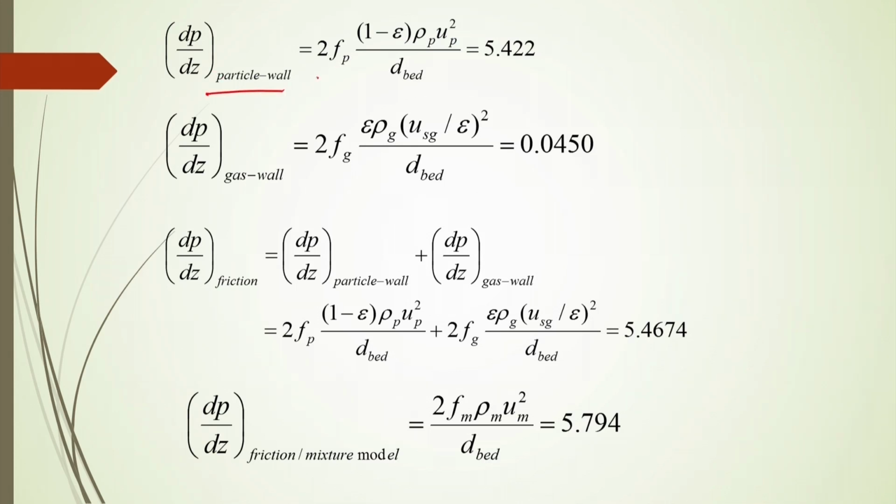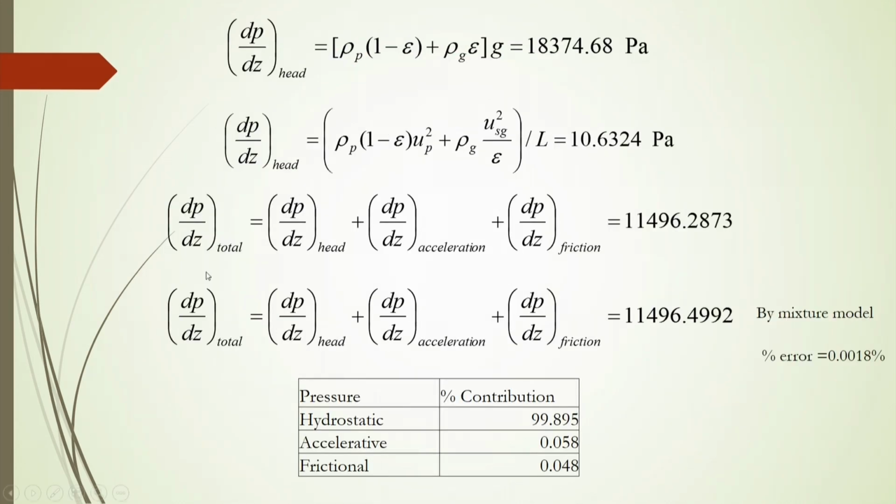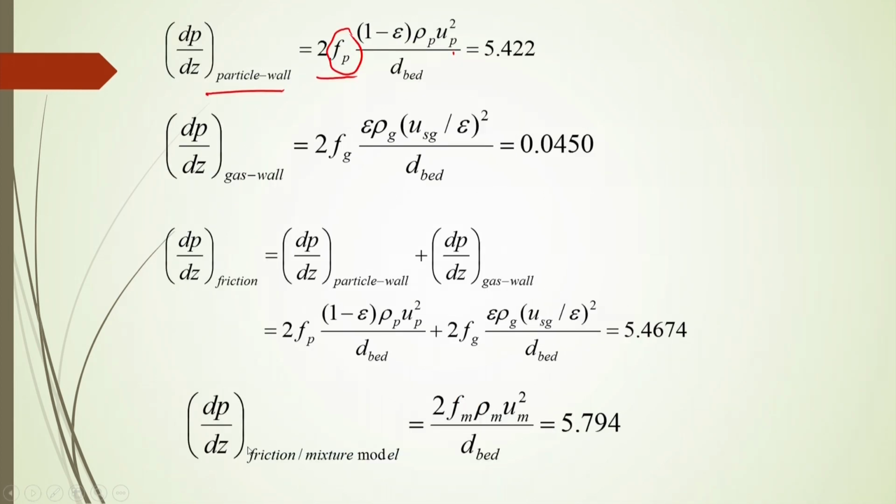Now, once you know the different parts of the frictional pressure drop, like dP by dz particle wall, it will be equal to 2 Fp into rho p into Up square by bed diameter. You know this Fp, you have calculated, you know rho p, you know Up, you know the bed diameter. So, finally, it will come like this, 5.422, and then here it will be of course Newton per meter cube.